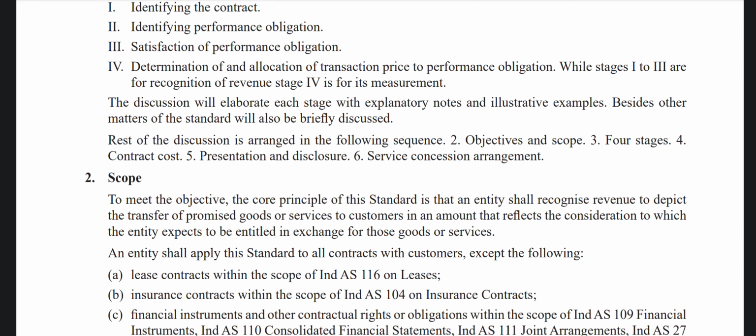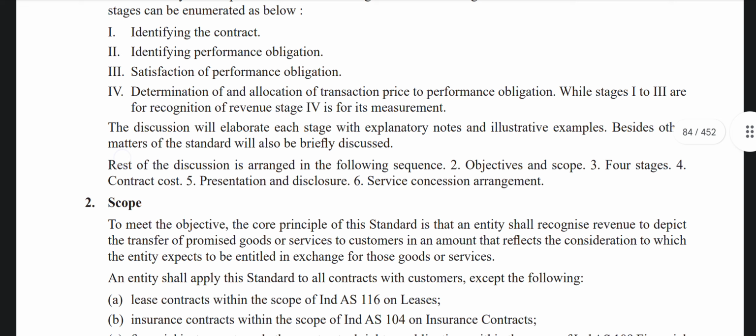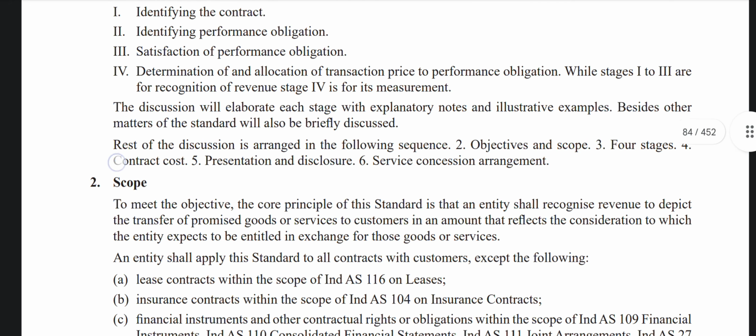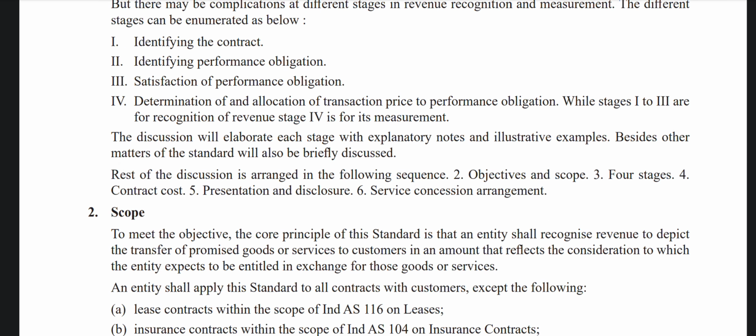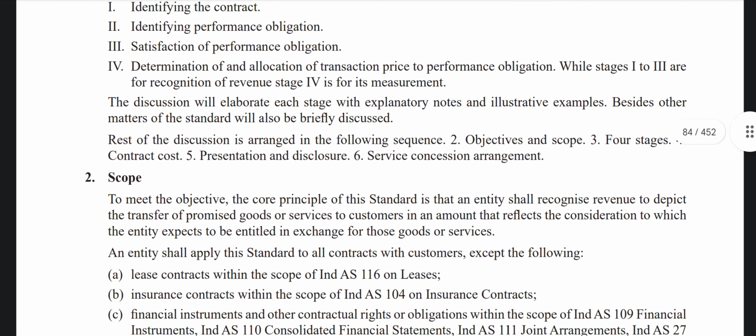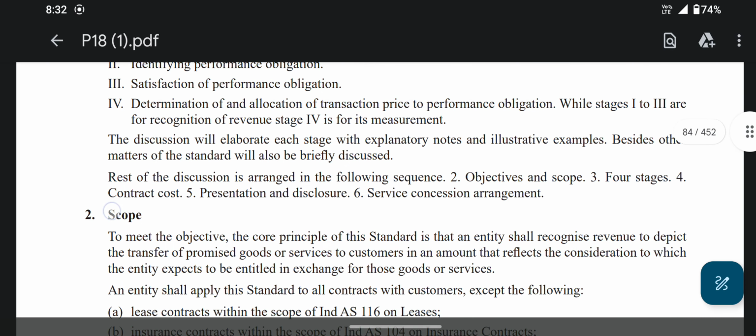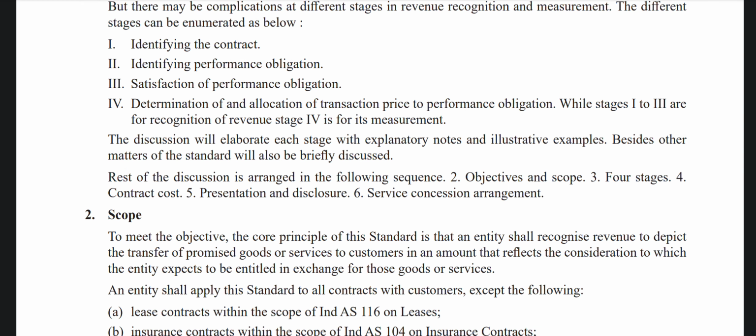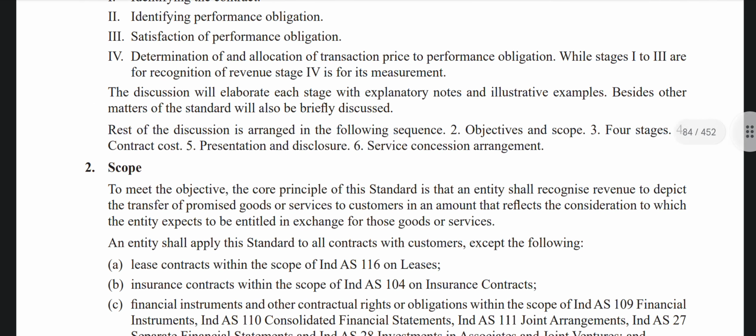Stage one is about identifying the contract, and stage three is satisfying the performance obligation. After identifying the contract and satisfying it, what revenue will be recognized comes under determination of transaction price. Based upon identifying the contract and satisfaction of performance obligation, we fix the transaction price. That is the content here. The discussion will elaborate each stage with explanatory notes, illustrative examples, and besides, other matters of the standard will also be briefly discussed.